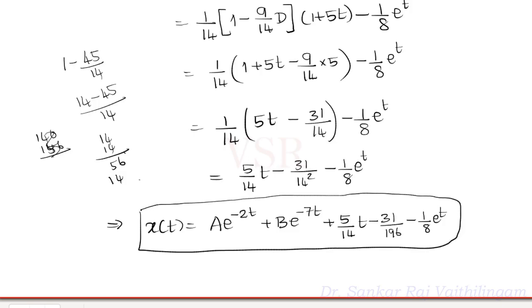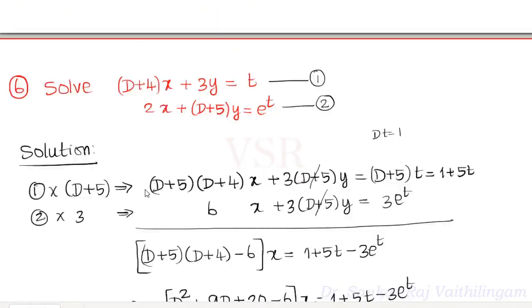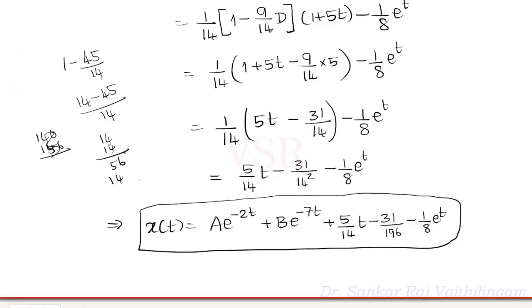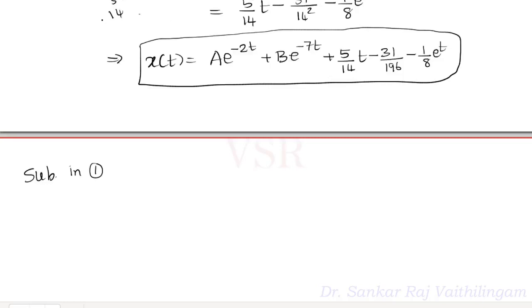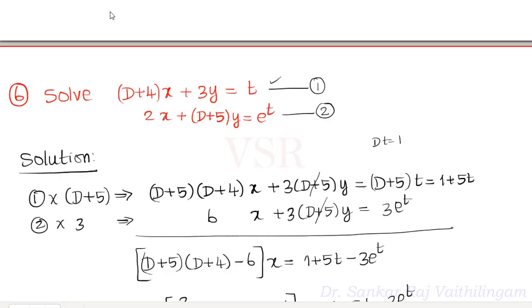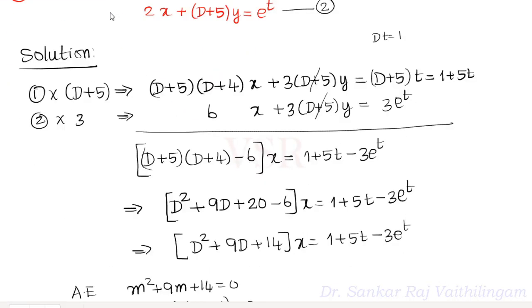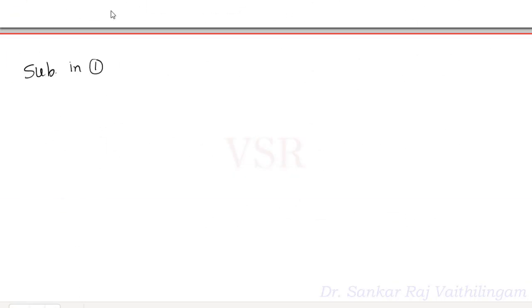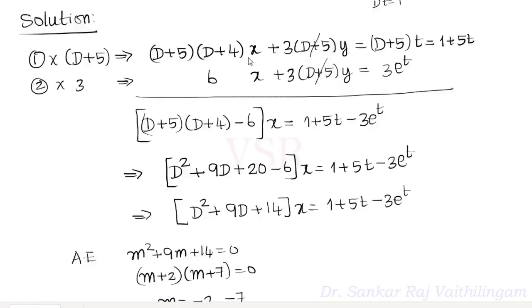So now we use this to calculate what is my y of t. Can we calculate y? So substitute in y 1. That is Dx plus 4x plus 3y, that is D plus 4 times x plus 3y, which is equal to t. Correct? Which is equal to t.